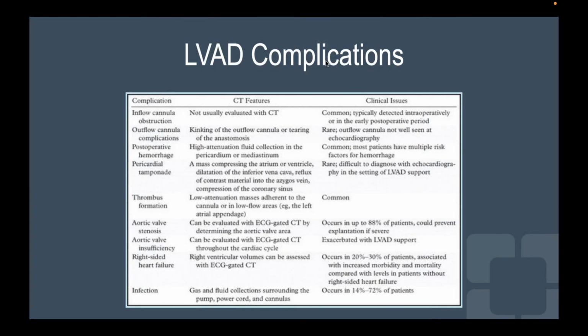This is from a paper in Radiographics out of Mayo Clinic with the most common complications. You can see the way thrombus formation is described is exactly the way we see it, and they're somewhat common. A low attenuation mass adherent to the cannula or the inflow areas of the heart is usually related to lower flow.